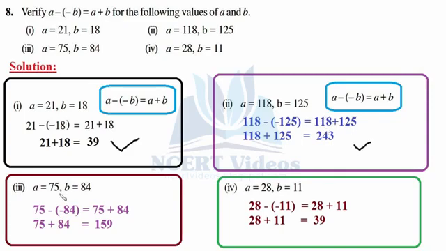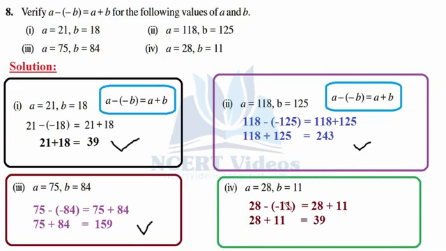Now third, now a and b are changed. 75 minus minus 84. Similarly, on the right hand side, 75 plus 84 placing at the place of a and b, and negative negative is plus. When you add 75 plus 84, 5 plus 4 is 9, 7 plus 8 is 15.